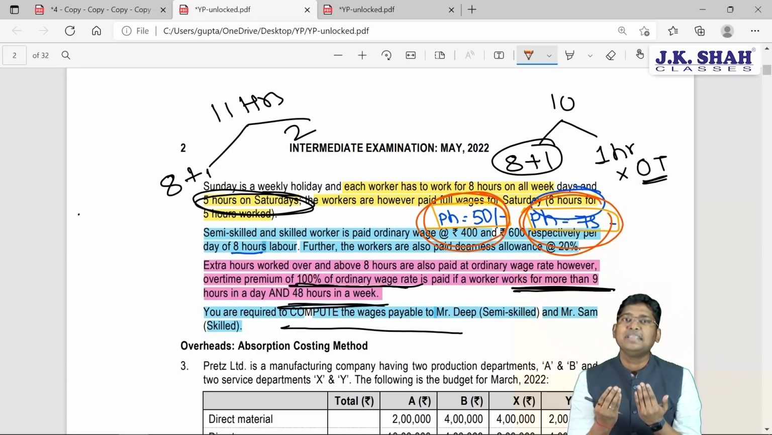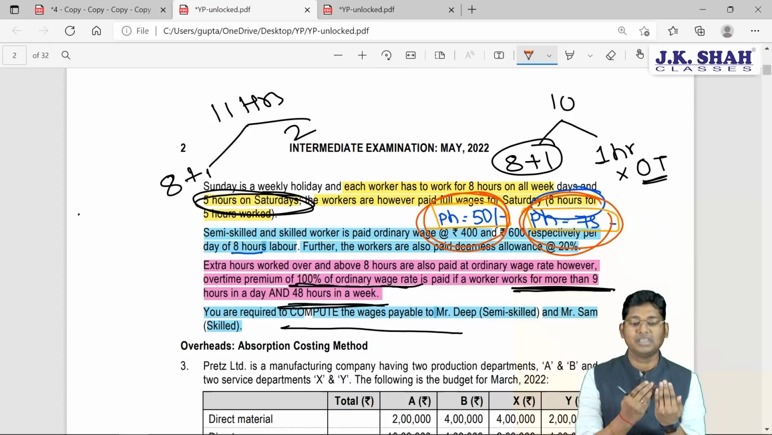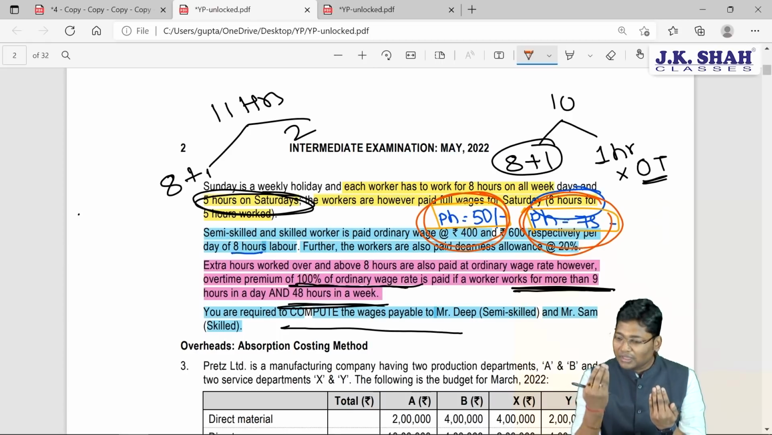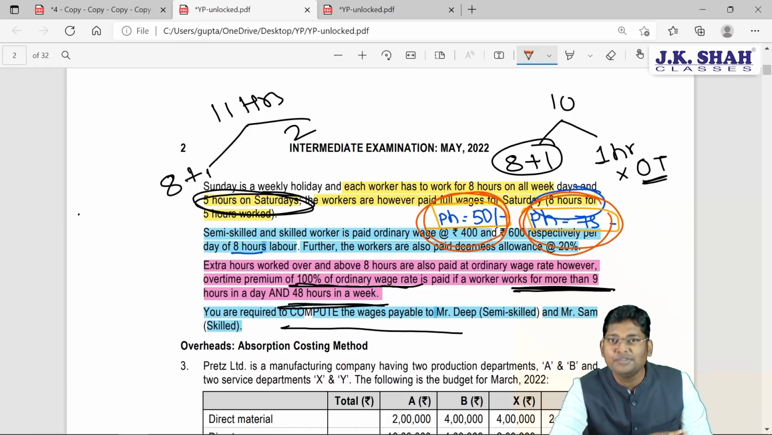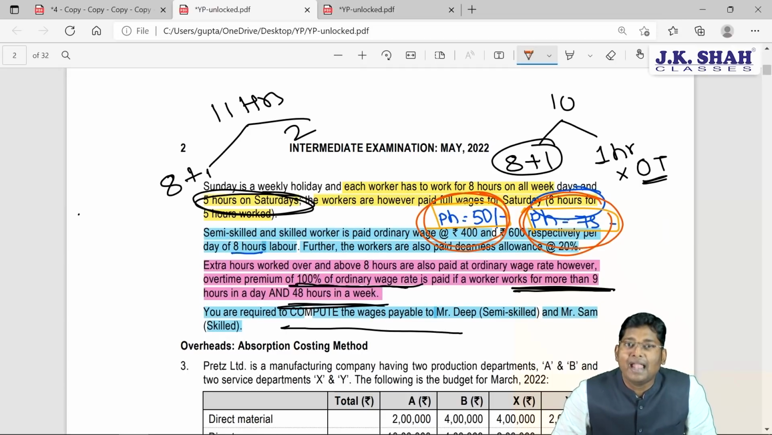When your service departments are partially dependent. Sir, what is the meaning of partially dependent? When one service department gives services to a second service department, but in return, the second service department is not giving any services to the first department. This particular case is called partially dependent service departments, and the applicable method in this case is your step ladder method, which is also called the step down method.